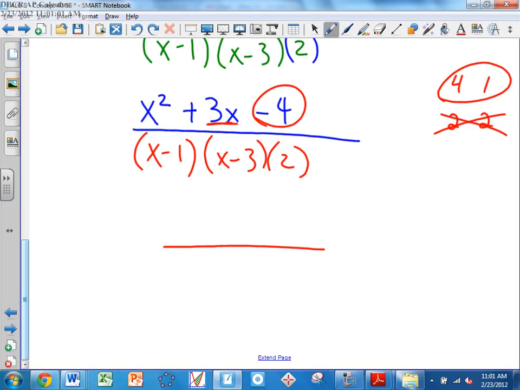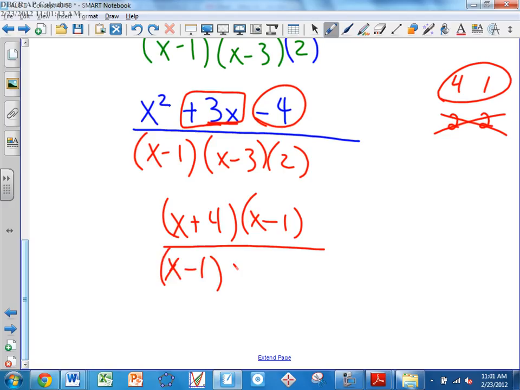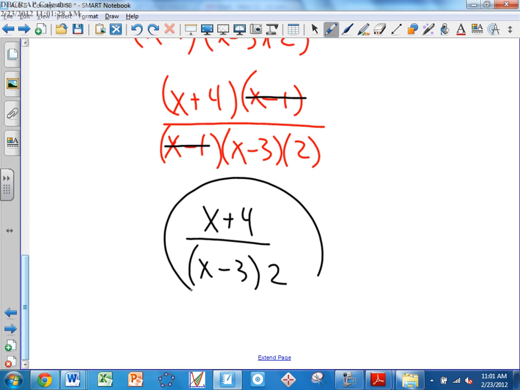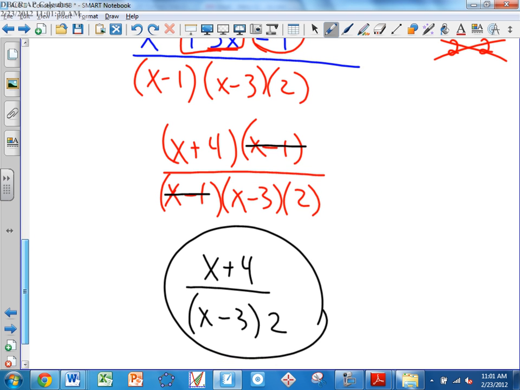Now which one needs to be positive? The 4 needs to be positive because we want a positive 3. So x plus 4, x minus 1, all over still the same denominator, which we have not changed. And now you notice what happens? The x minus 1 cancels. Okay? And there's your final answer.